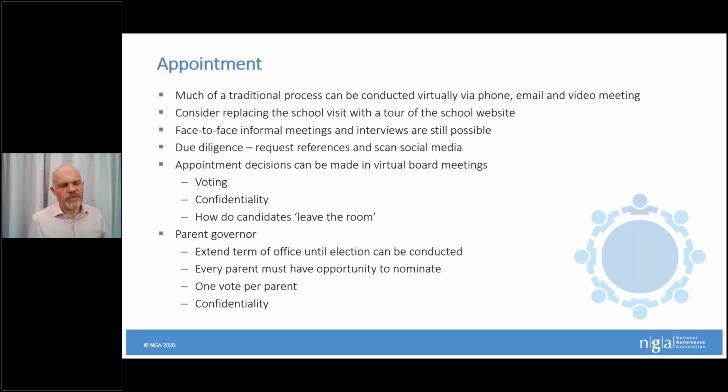So moving on to the appointment process. This is the bit where you start to work towards potentially getting people onto your board. I would argue that most of a traditional process can be conducted in a virtual environment by phone, email and video. Maybe email isn't potentially the best place to have any sort of dialogue, but it certainly can be used to make arrangements. I think the bit that is harder to achieve, and actually probably impossible at the moment, is the school visit. And I think we'd all agree that that's a really important part of the appointment process.